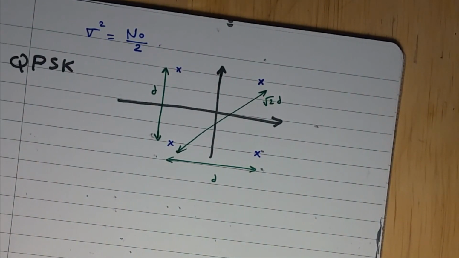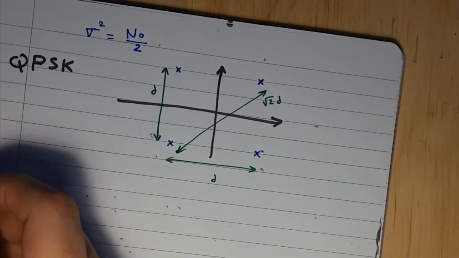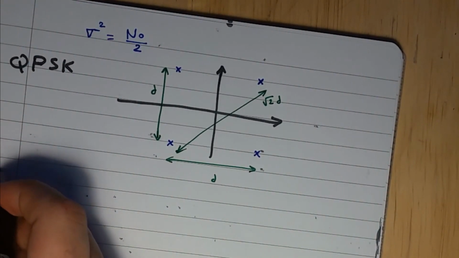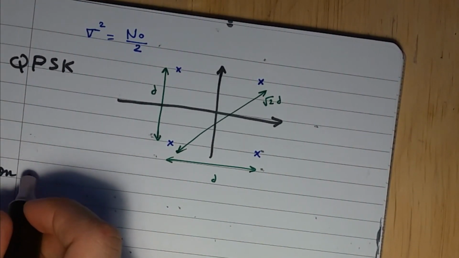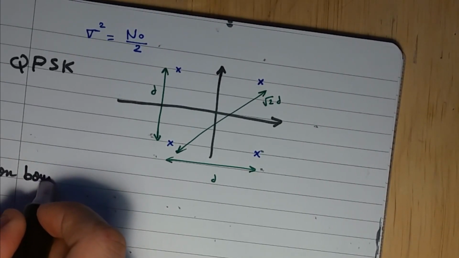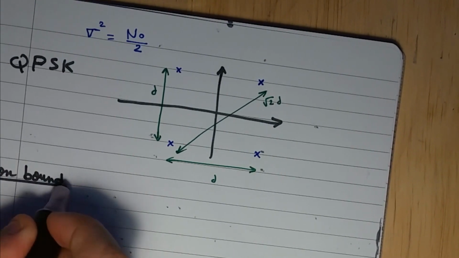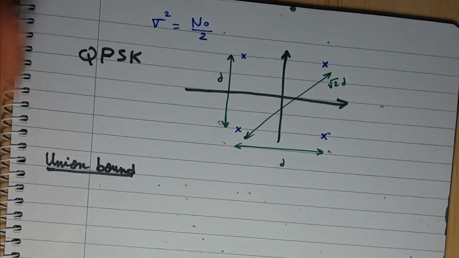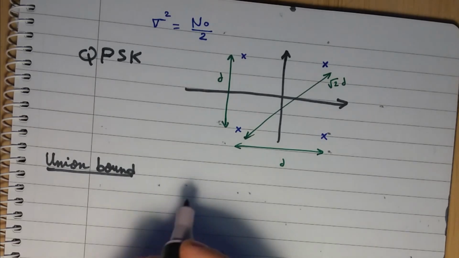Now we're talking about union bound detection. There is also the nearest neighbor approximation that you'll see in the next video. But here we're talking only about union bound, and in an exam or an exercise, they will ask you whether you want to know the probability of error using union bound or nearest neighbor approximation.